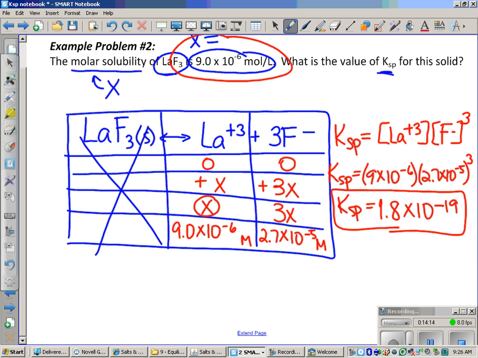They were telling you the molar solubility. They were telling you X. You could just go through and solve it. And the tables are pretty simple because we've crossed off a lot of stuff and started with zeros. So the tables themselves are pretty nice.